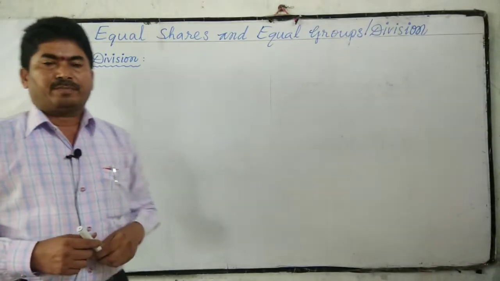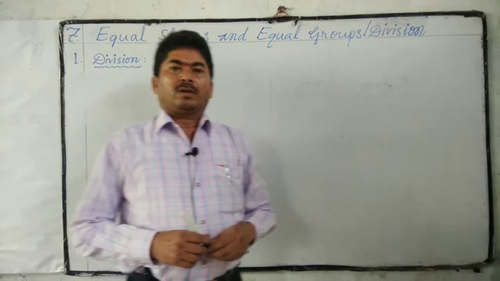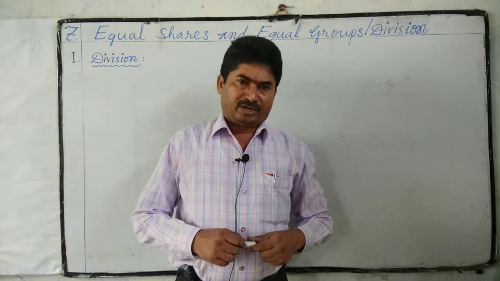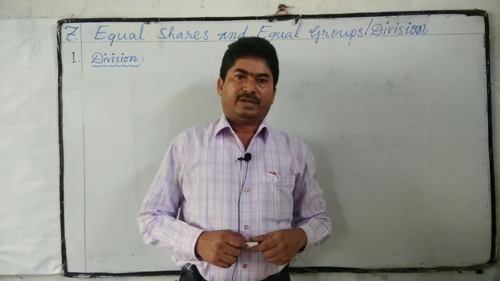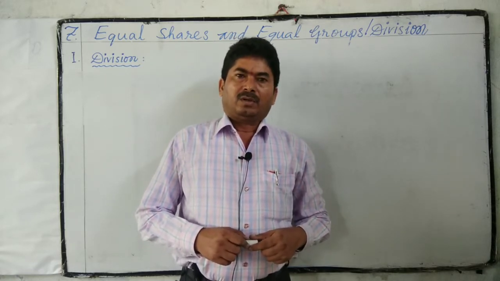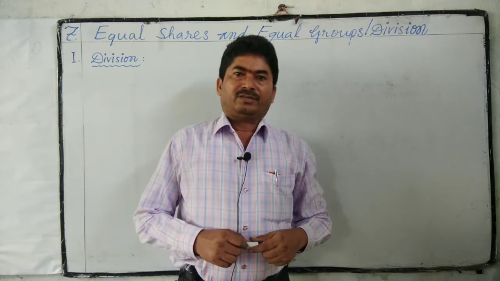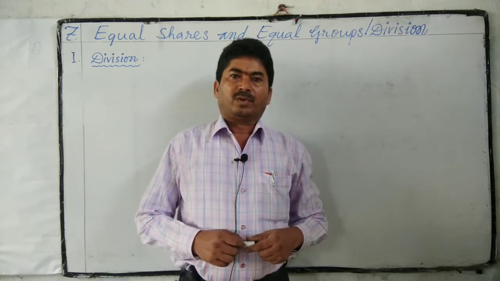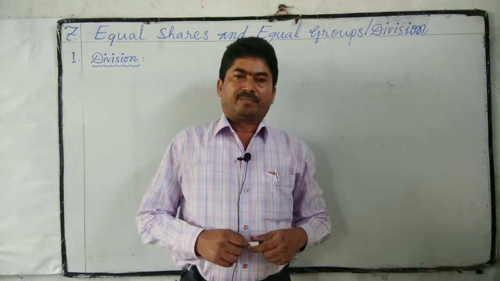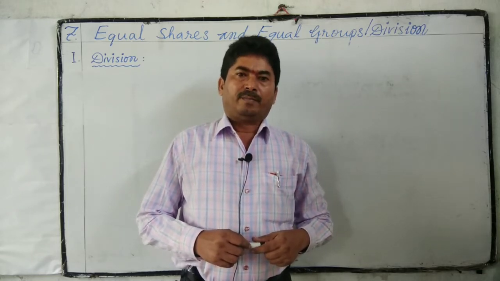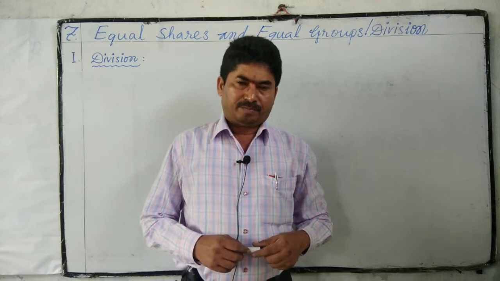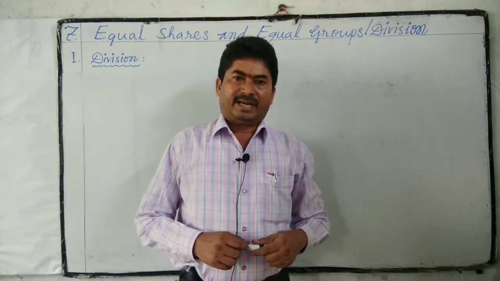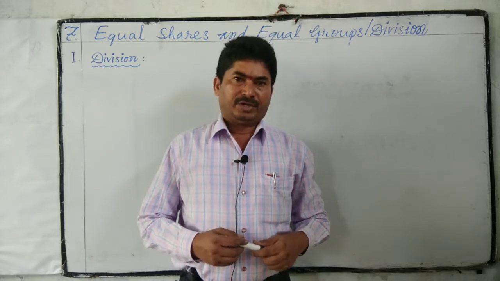What is division? The simplified process of repeated subtraction is called division. Division is the process of equal distribution. Division is the reciprocal of multiplication, and division is the multiplicative inverse of multiplication.